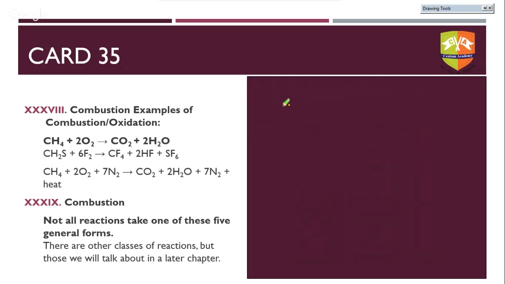So anytime any of these reactions are asked, the first thing you need to do is write its definition as the first point. The second point, you need to write the general form that it has. For example, I've given you all the general forms of these reactions.